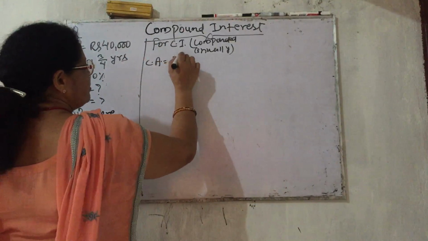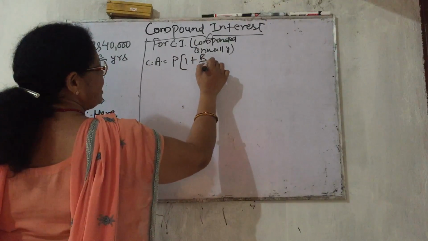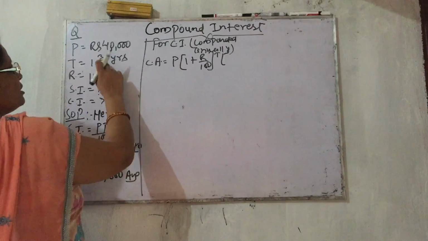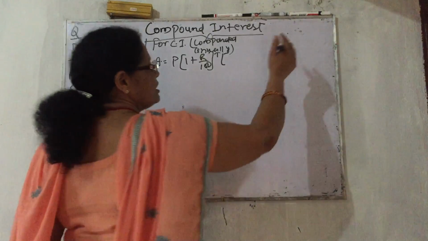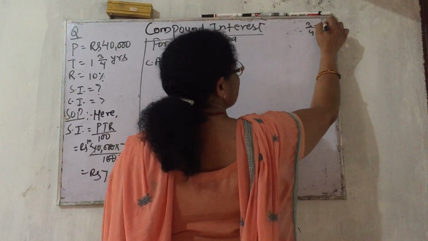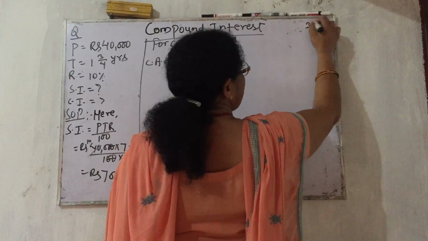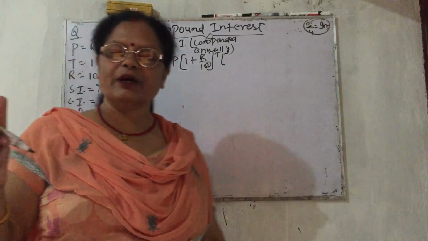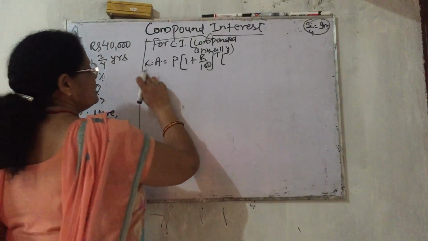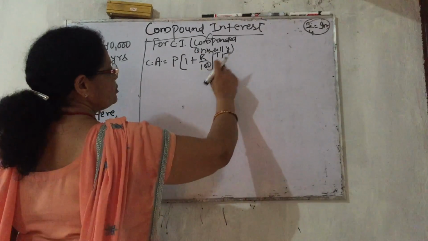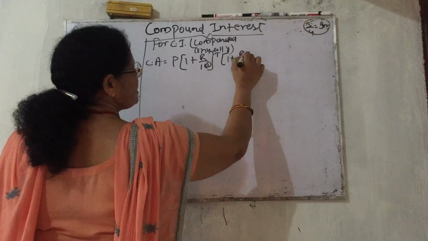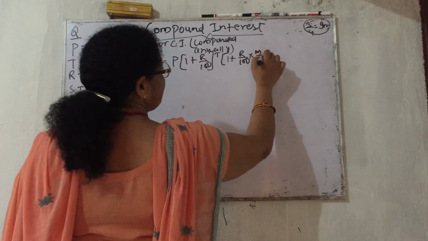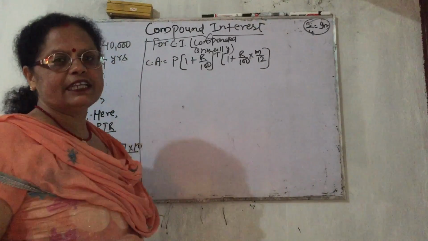What is our formula? P into 1 plus R by 100 to the power T. And here we have 1 year and 3 by 4, that is 1 year and 9 months. So let's write down the formula for year and month. Both we have to write down. CA equal to P into 1 plus R by 100 to the power T into 1 plus R by 100 into M by 12. This month we have to change into years.